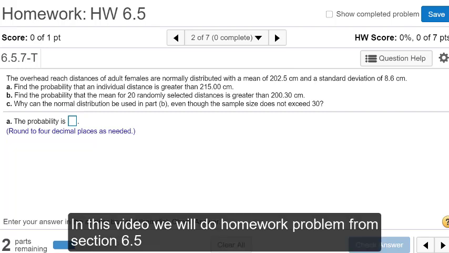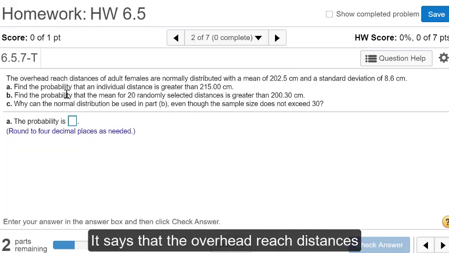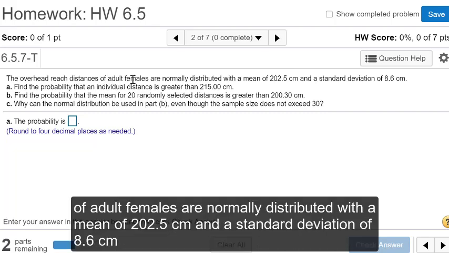In this video, we will do a homework problem from section 6.5. It says that the overhead reach distances of adult females are normally distributed with a mean of 202.5 centimeters and a standard deviation of 8.6 centimeters.